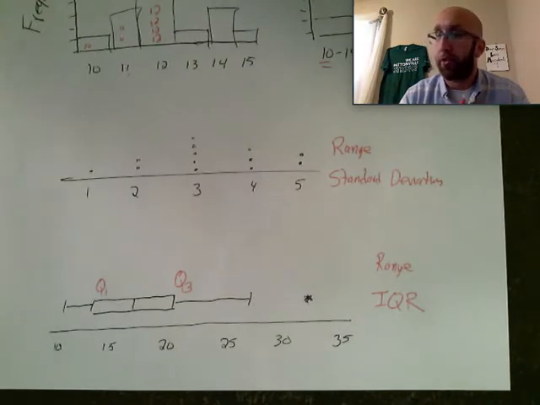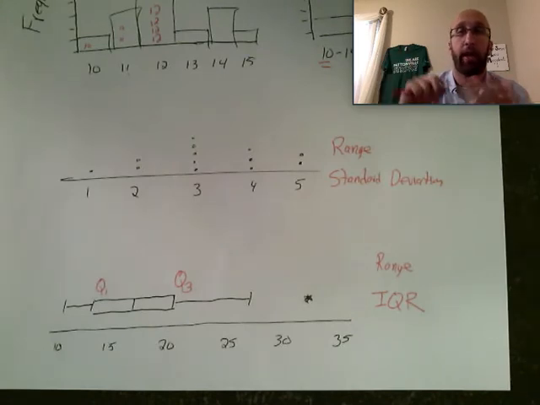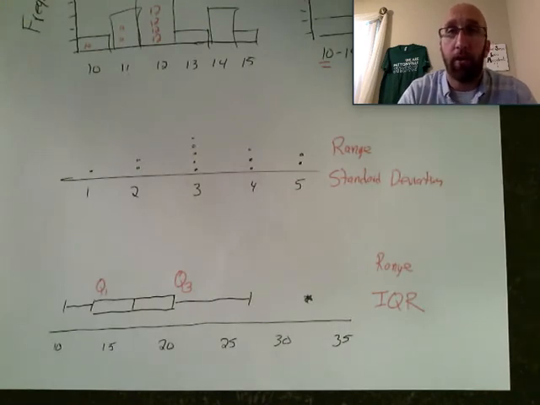So again, that is describing spread, and that concludes how you can describe a distribution. Make a graphical display, and then go through shape, outliers, center, and spread, and you'll be good to go.